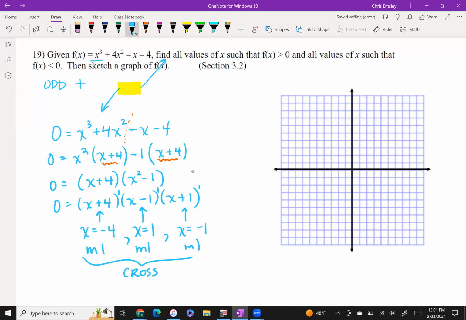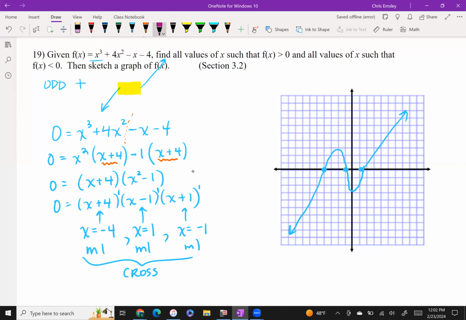So let's plot those x-intercepts, -4 and +1 and -1. And then I sketch in my end behavior. I know it's got to be down to the left and up to the right. And then I already said I'm going to cross at each one of these points. So this one's just a nice little roller coaster. I go uphill, and then I got to hit that next x-intercept, and I go down, and then I have to hit that next x-intercept, and I go up again. And there's my graph.